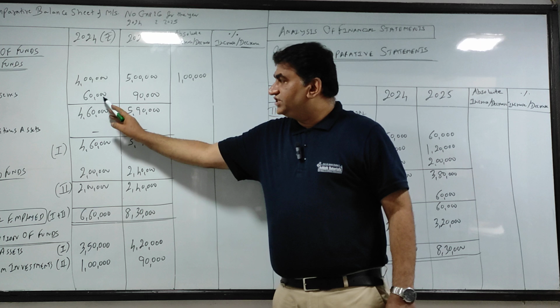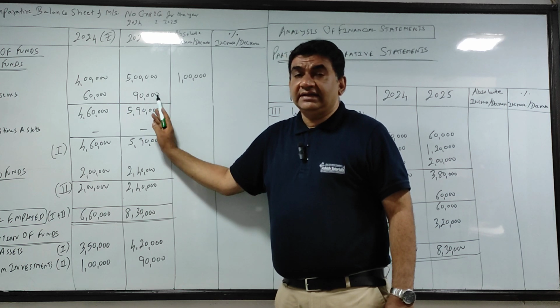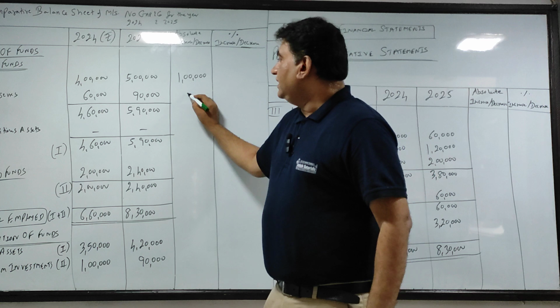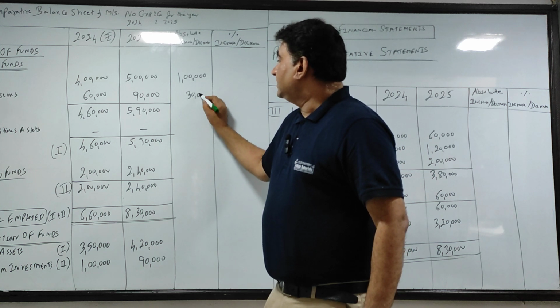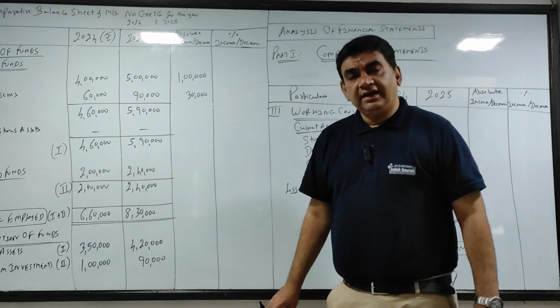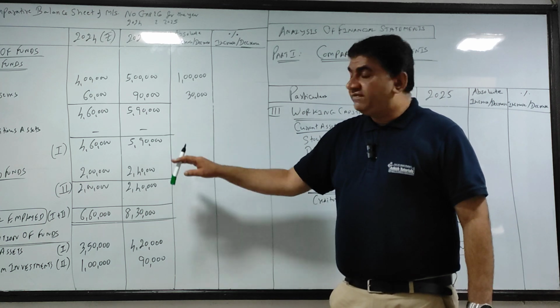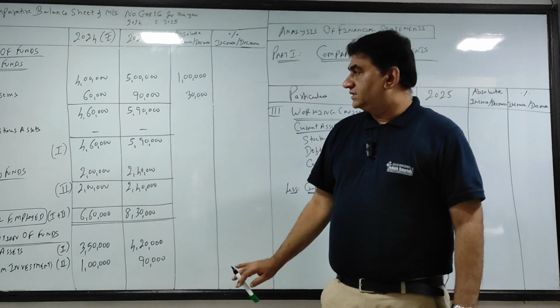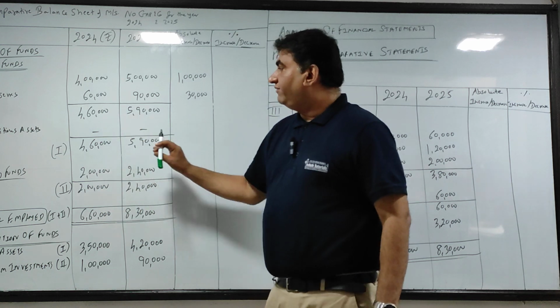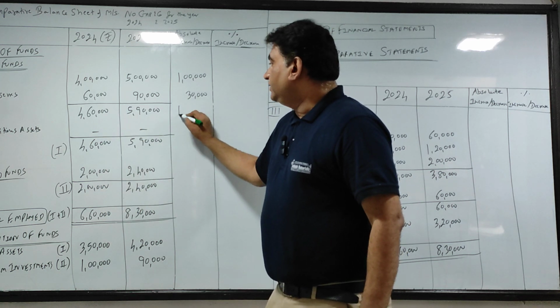Next, 60 became 90, a 30,000 increase. Do it this way: 90 minus 60, that is 30. Clear? In each line, wherever there is an amount, you will do this. Do the same thing for the total. 460 became 590. That means what?